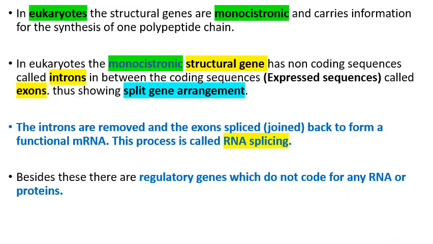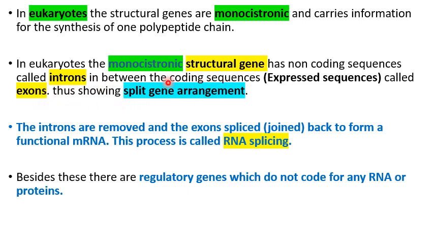But in eukaryotes, what do you find? The structural genes are monocistronic. Mono means single, so it carries information for the synthesis of one polypeptide chain. But in spite of being monocistronic, the structural genes show what we call split gene arrangement. Split means cut. Why? Because in the structural genes there are some sequences which do not code for that particular polypeptide, and those are called introns, in between the coding sequences, which are called exons.